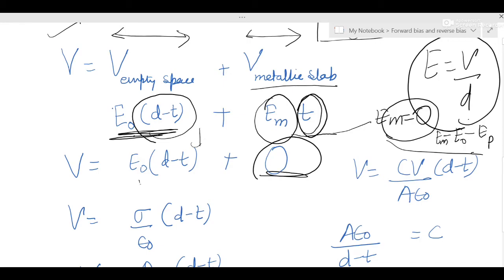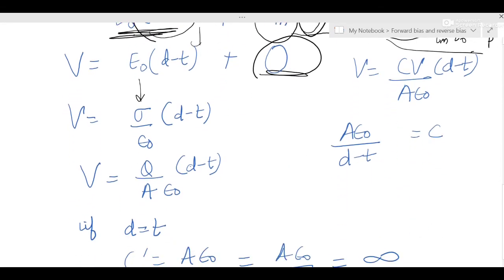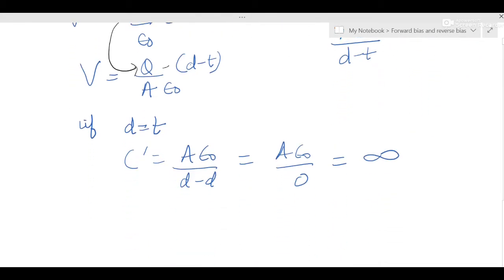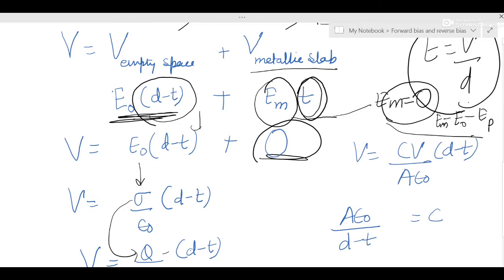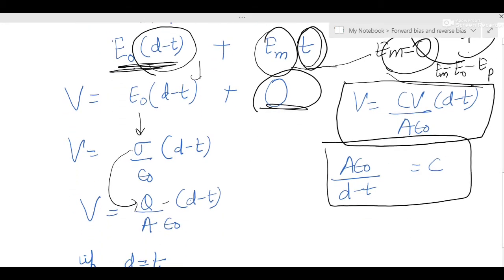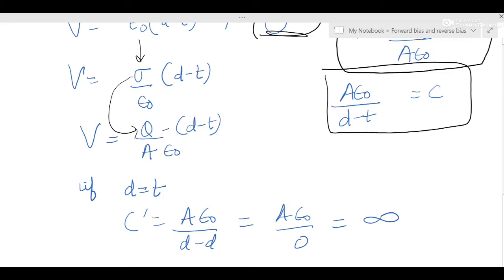E0 can be opened as sigma by epsilon naught. Sigma can be opened as Q by A. Q can be opened as, we know already, Q can be opened as CV. So from here V and V will be cancelled and we are ready with the expression of capacitance with metallic slab. So this is the answer, A epsilon naught divided by D minus T. So this is the expression.